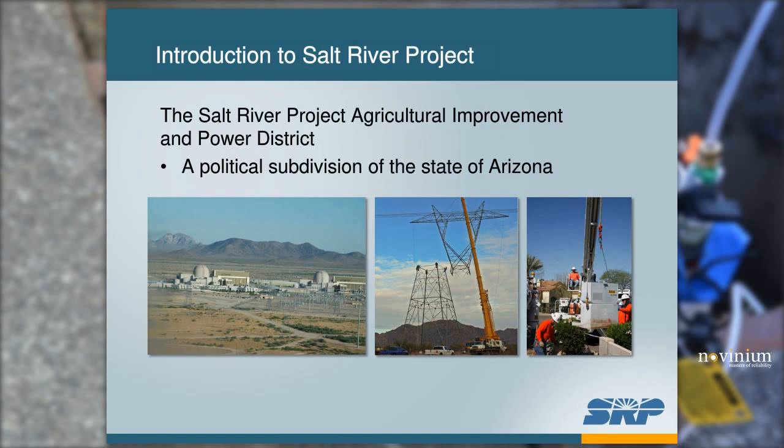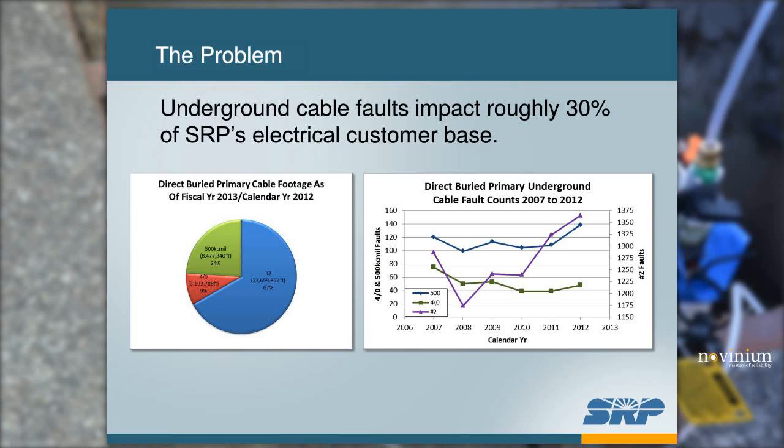The other part of our business is the electric side, and that was formed by the Agricultural Improvement and Power District, which is a subdivision of the state of Arizona. So, as you can see, we wear many hats here. We're an integrated utility in that we have generation, transmission, and distribution. So today we're going to talk a little bit about our underground cable.